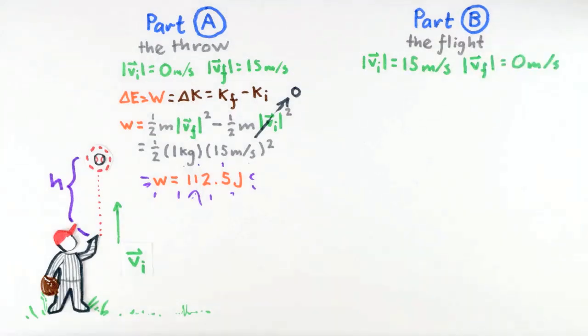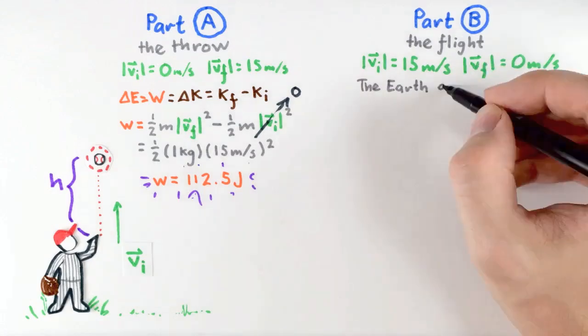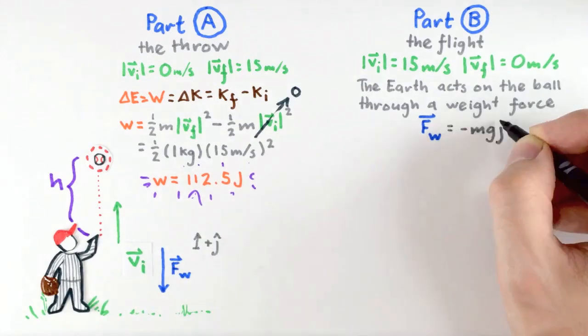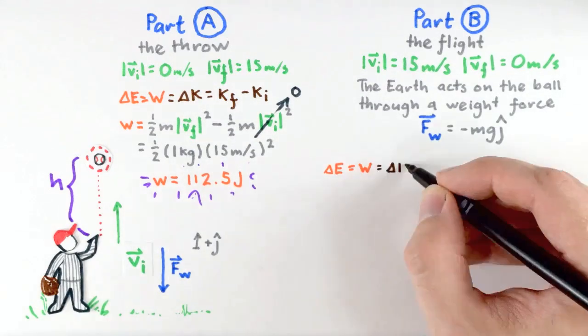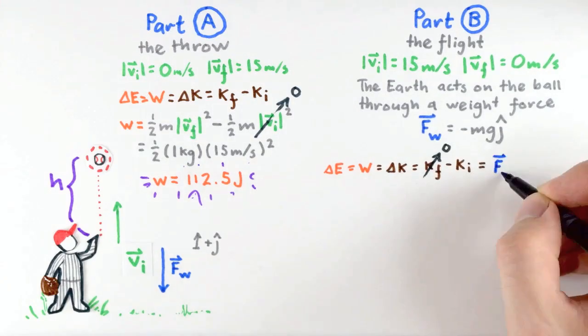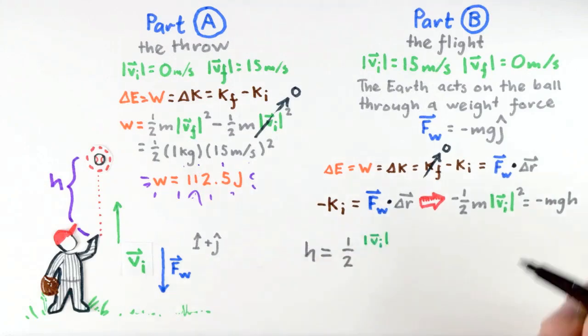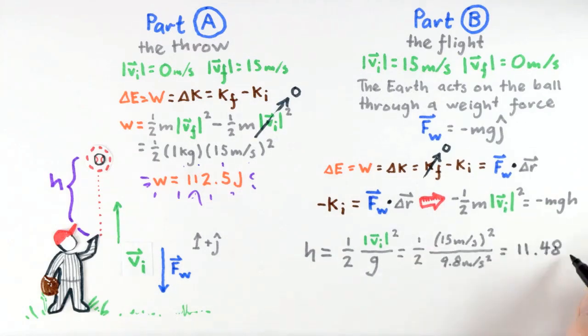We need to specify the agents acting on the ball. You are no longer an agent acting on the ball because you have released the ball. The only agent that can be acting on the ball is the Earth, exerting a weight force. So that's what we need to compute the work that goes into the energy principle, where we can write out the scalar product in component form for the weight force and the displacement. Here we see that the only unknown is the height h, so we can solve for that and we have the result for part B.